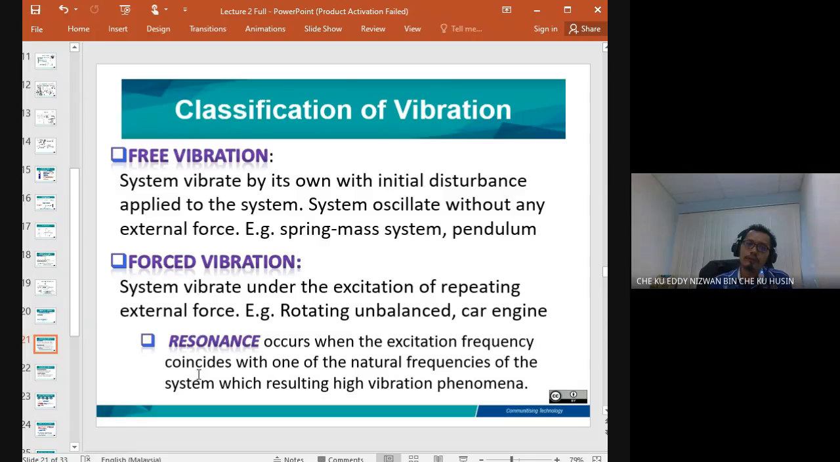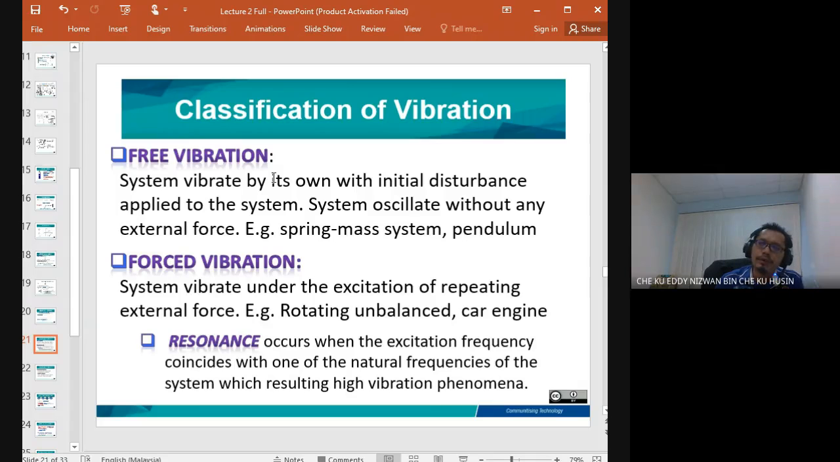Okay, so the difference between free vibration and forced vibration. Free vibration, the frequency depends on its natural frequency. So if the natural frequency is 10, you give the initial disturbance and then it will vibrate at 10 hertz. That's the normal. No matter how much you press, the frequency is still the same. The time taken to complete one oscillation is still the same.